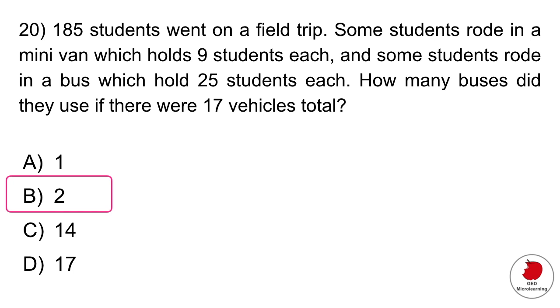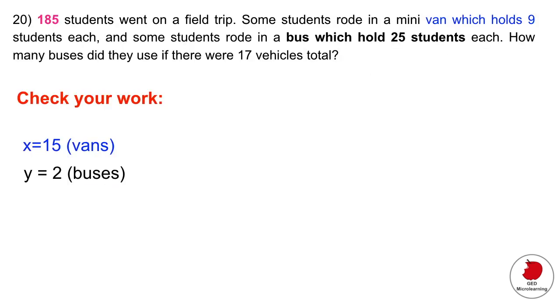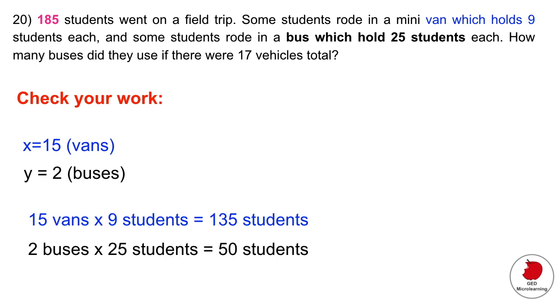All right, always really useful to check your work. So if we go back to our equations, this is with the answers that we got, 15 vans and 2 buses. So remember, from the question, they tell us that the van holds 9 students. So if we multiply 15 vans times 9 students, that gives us 135 students. And if we multiply the number of buses, 2 buses, times 25, that gives us 50 students. If you add these two numbers together, that gives you 185, okay, which is the total number of students that went on the field trip.